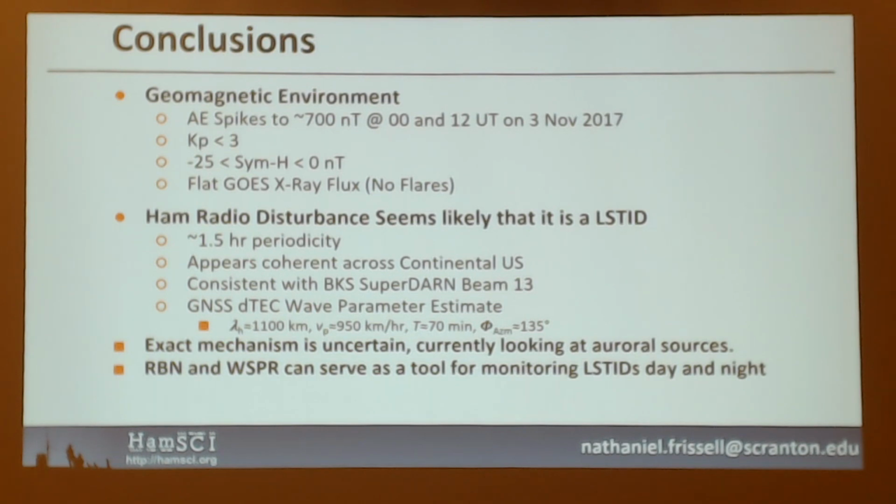I'm pretty convinced that what we saw in the ham radio data is an LSTID. It has about a 1.5 hour periodicity. It appears coherent across the continental United States. It's consistent with the TID signatures we see in the Blackstone SuperDARN radar beam 13, and it's also consistent with the observations we see in the total electron content GNSS data. And we were able to estimate wavelength parameters of 1,100 kilometer horizontal wavelengths and 70-minute periods, etc.